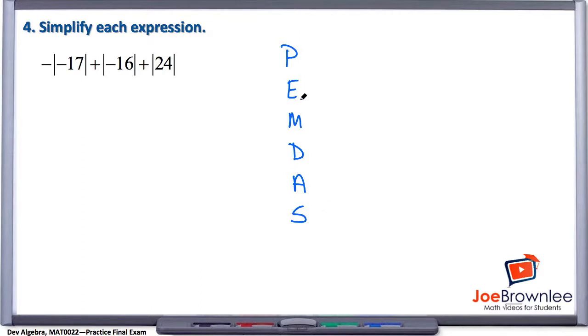This is the order of operations, so we have to deal with parentheses first. But the P here really means any grouping symbol. And as we looked at in number 3 and talked about in question 1, absolute value is a grouping symbol. So let's go ahead and simplify this expression, starting with our absolute values.